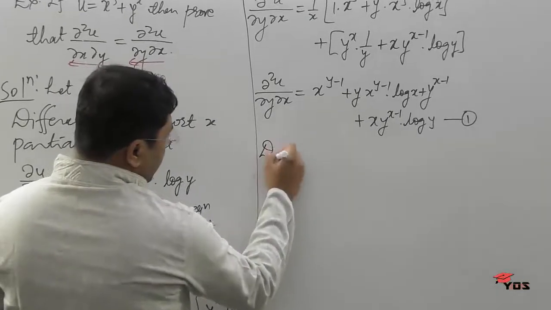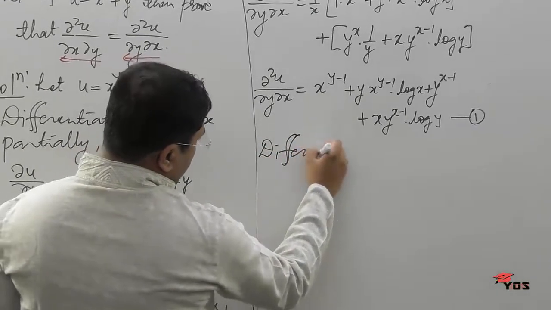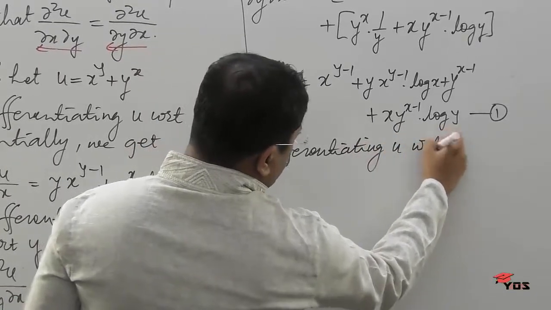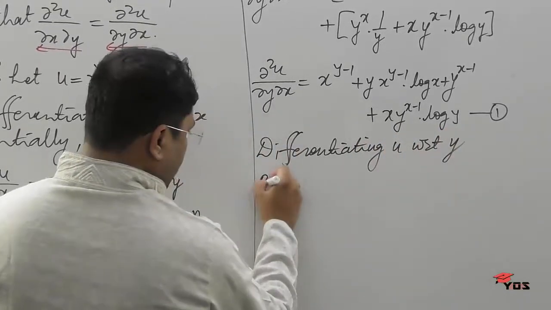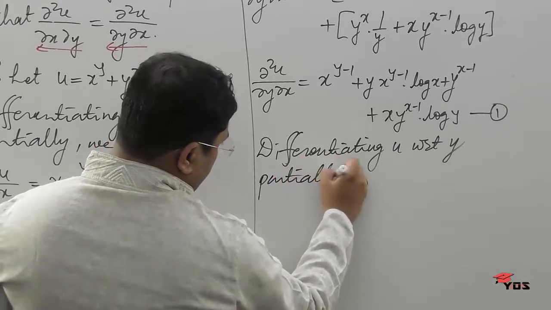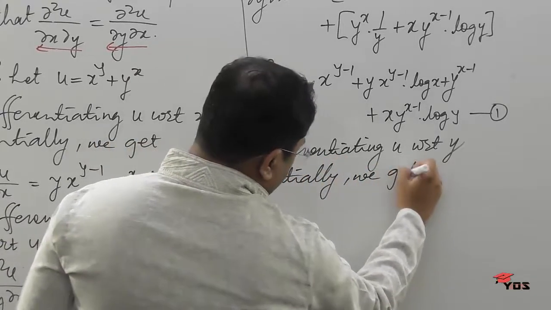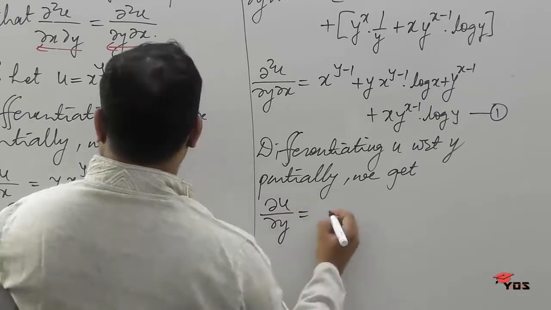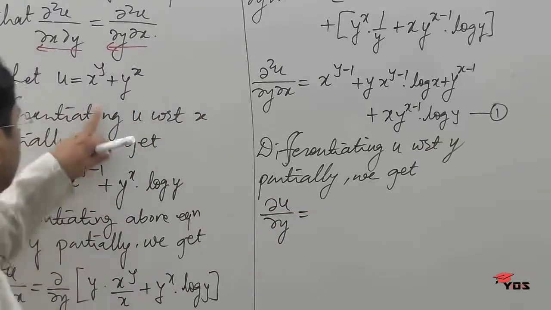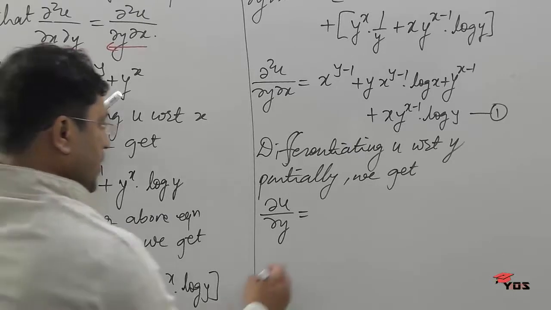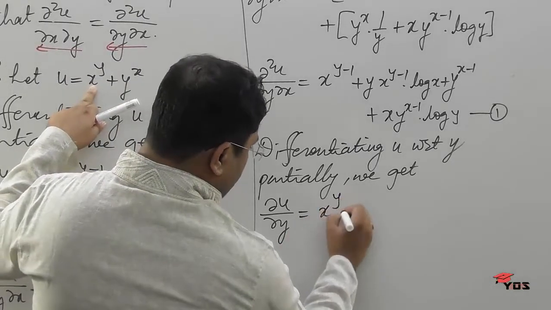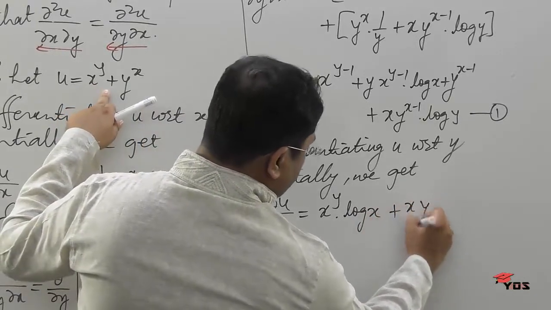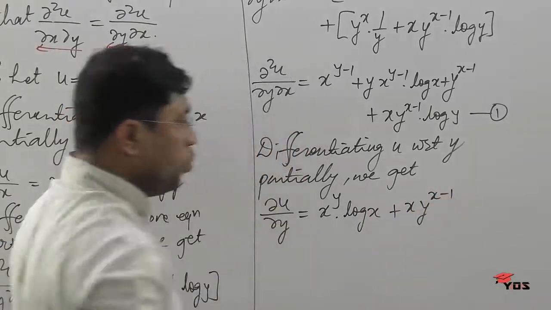Then differentiating u with respect to y partially, what we will get is ∂u/∂y is equal to, so when we are differentiating with respect to y, x is going to be constant and hence the derivative is going to be x raised to y into log x. For this we'll get x into y raised to x minus 1.